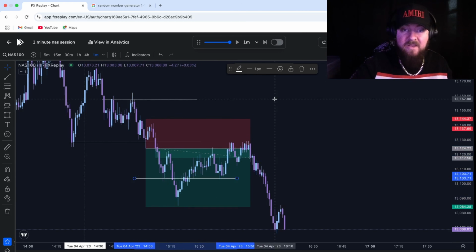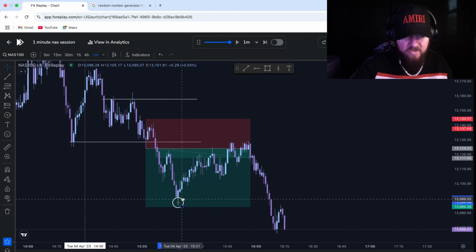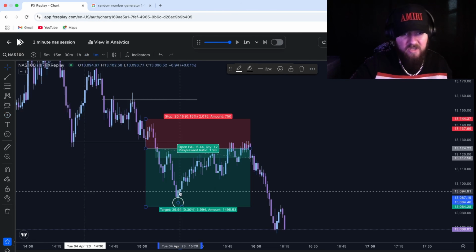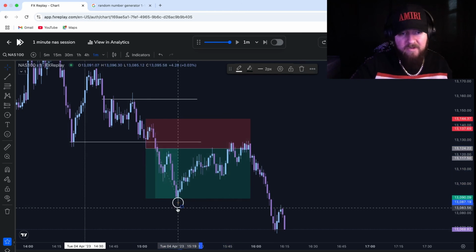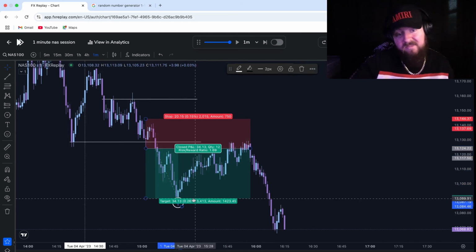Even if I didn't though, when I see wicks like this, I know it's rejecting to the downside. So I would have just closed on the next candle. So I might have closed somewhere around there. I wouldn't have let it go all the way back to break even. And even if I did, it's cool because I wouldn't have lost.